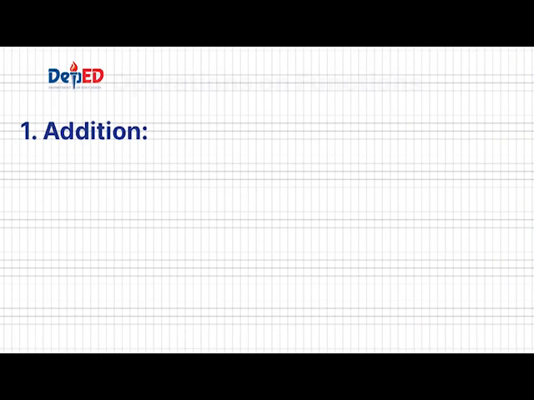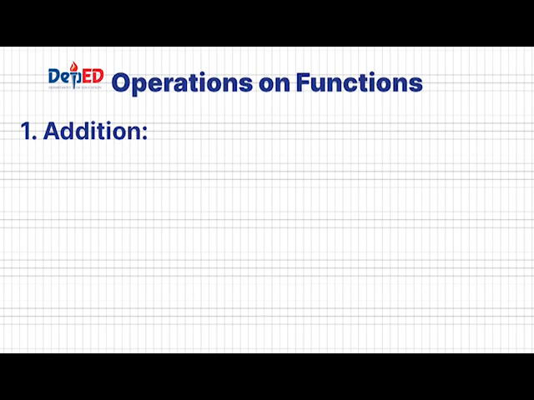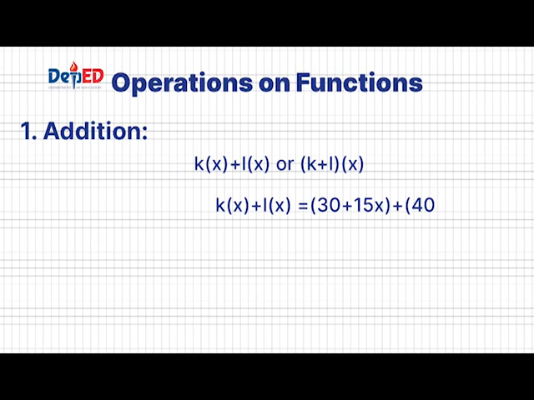Going back to our situation, since the amounts of money Kevin and Lena saved in x number of days are functions, then we need to add functions. That is the first operation on functions that we will discuss. Since we are adding the amount of money the two saved, it will be denoted by K of x, which is Kevin's savings, and L of x, which is Lena's savings, or K plus L of x. And this is equal to the quantity 30 plus 15x plus the quantity 40 plus 10x.